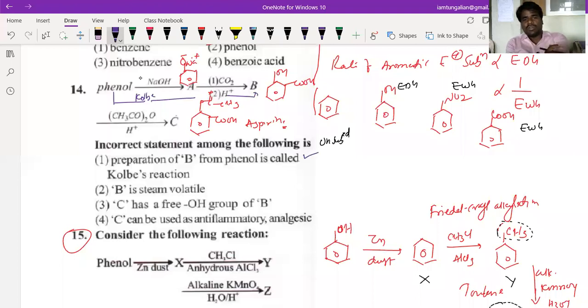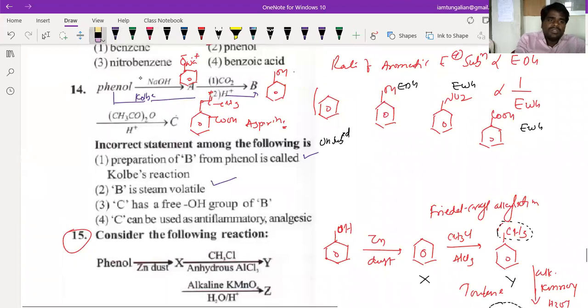The question asks which of the following statements is incorrect. So this is a true statement. B is steam volatile, beta. Yes, this B is steam volatile. Why? Because there is intramolecular hydrogen bonding here. B is ortho-salicylic acid, beta. Because of this, its boiling point will be very low, hence we call it steam volatile, beta.